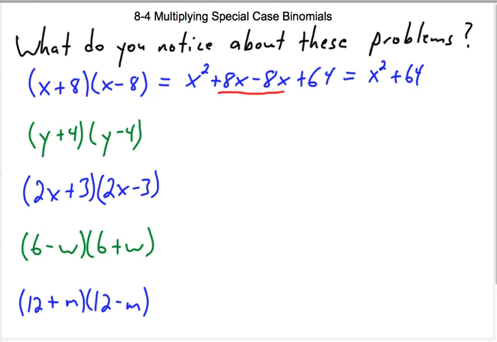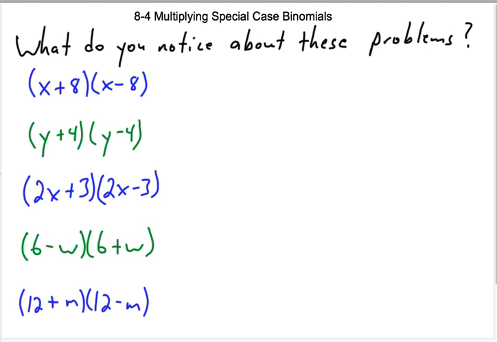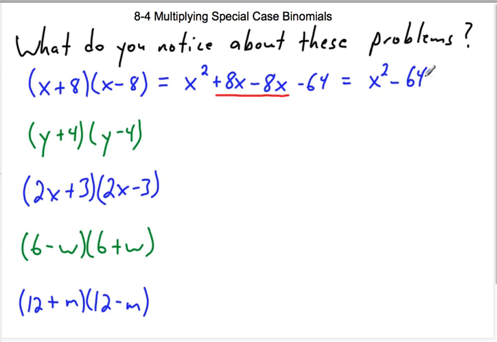Let's start this page again. Okay, now that you've resumed the video, when you simplified this, you should have got x squared plus 8x minus 8x minus 64. And then when you combine these two middle terms, they should have gone away, canceled themselves out, and you should have ended up with x squared minus 64.